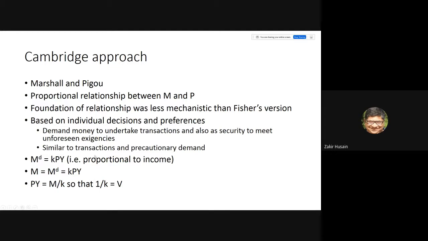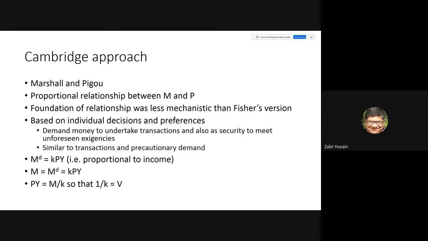Pigou continued that if you need money to undertake transactions, partly it will depend on the prices. If the prices go up, you need more money. So prices will come into the picture, P, and you have K, a small k, which is a constant of proportionality. You can just write the equation like this: MD equal to KPY. You bring in money supply, M equal to KPY. So M equals KPY, and if you want to go to the Fisher formulation, 1 by K is simply V, the velocity of money.